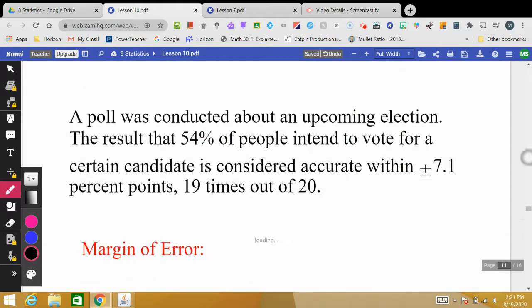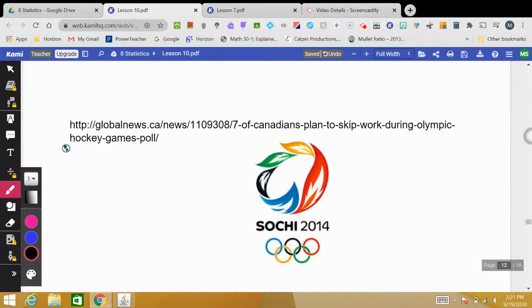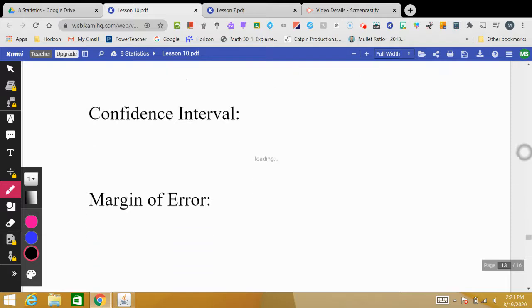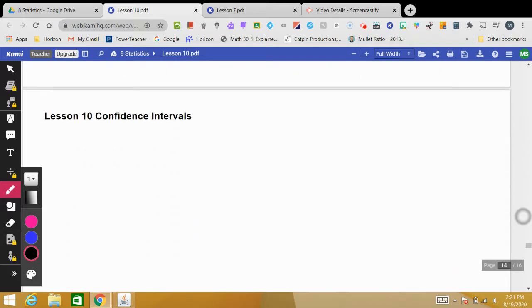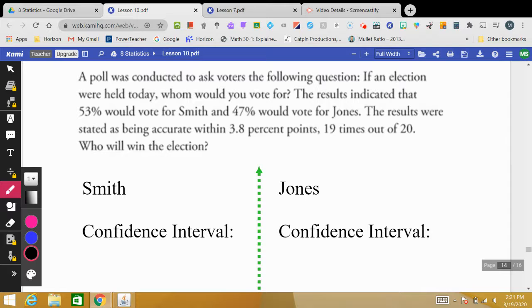Okay, so let's look at this one here. Actually, let's go to this example. Whoops. Let me just keep scrolling here to find it. Okay, so it says a poll was conducted to ask voters the following question. If an election were held today, whom would you vote for? So the results indicated that 53% would vote for Smith and 47% would vote for Jones.